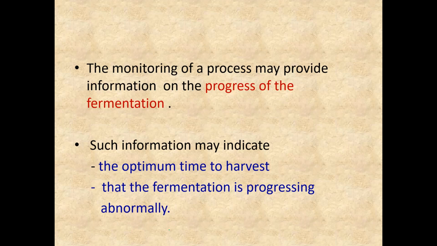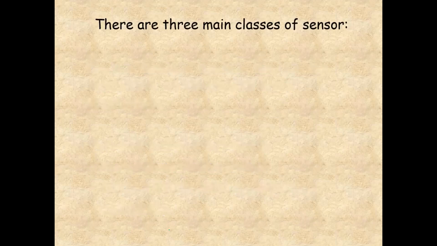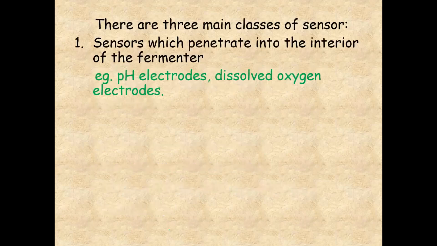Now, how would you monitor the process? Using sensors. In the previous example, the thermometer or thermistor that I gave, that is a sensor. So it's monitoring, it's sensing. So there are three main classes of sensor. Sensors which penetrate into the interior of the fermenter.